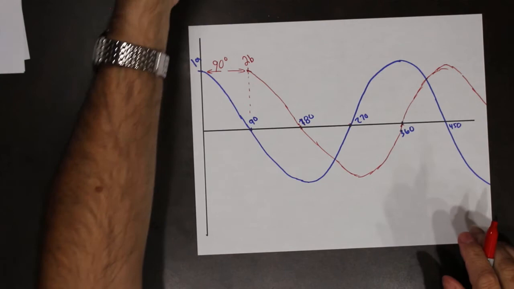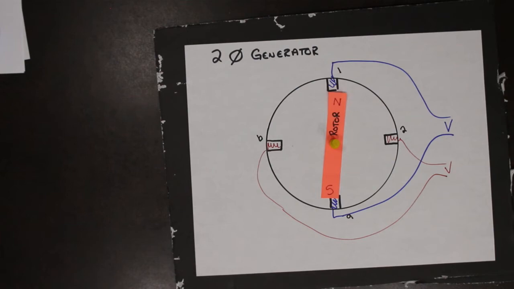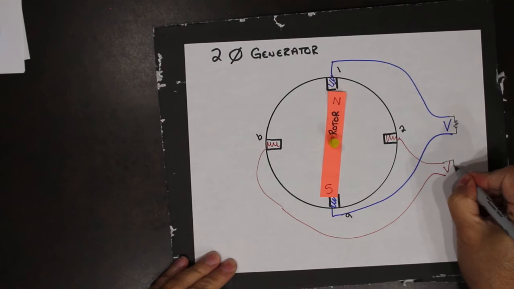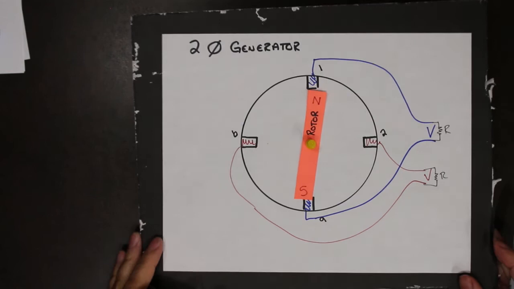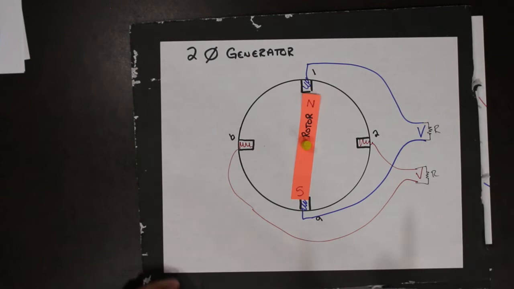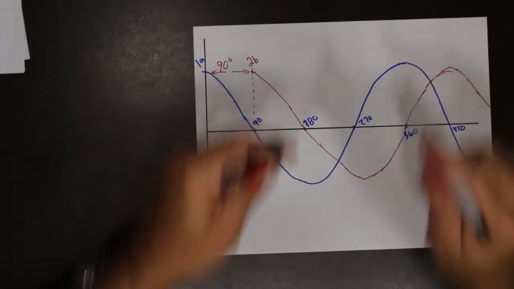So now what happens if I take those two coils and do the same thing? Here's a resistor, here's a resistor. I now have closed circuits, so closed loops. And with those closed loops, I can now have current flow. Again, because it's a resistor, the currents are in phase with the voltage. So let's take a look.